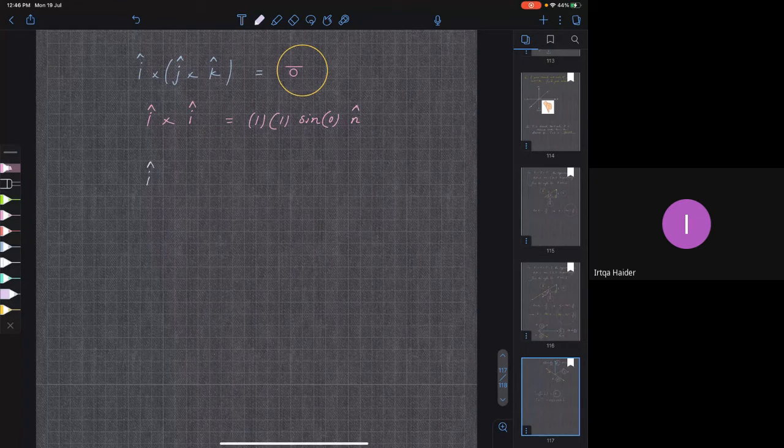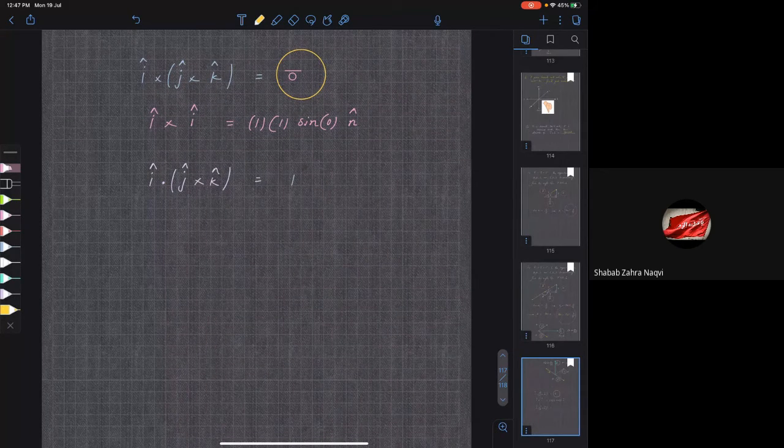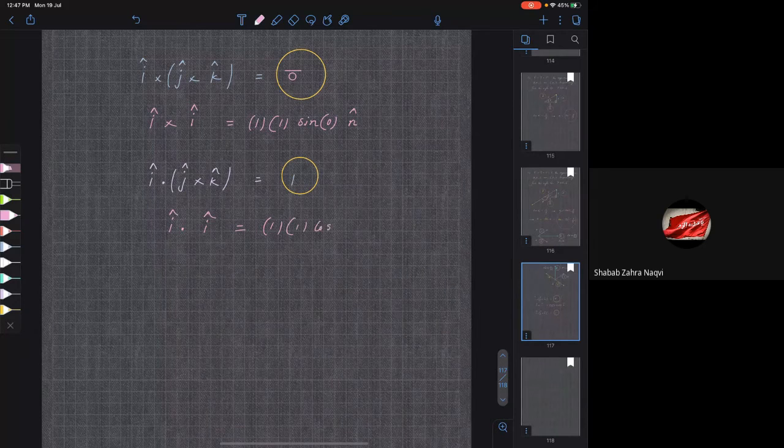What will be I dot J bar cross K bar? What will be the answer? 1, sir. It will be 1. What is the reason? It is dot I, which is equal to 1 into 1 into cos 0. Cos 0 will be 1, so 1 into 1 into 1 will be 1. Clear? Did you understand? Yes, sir.